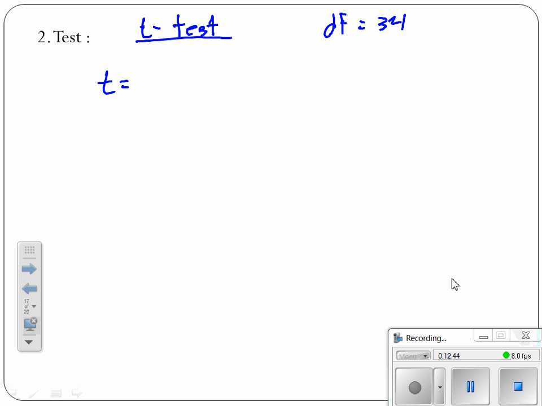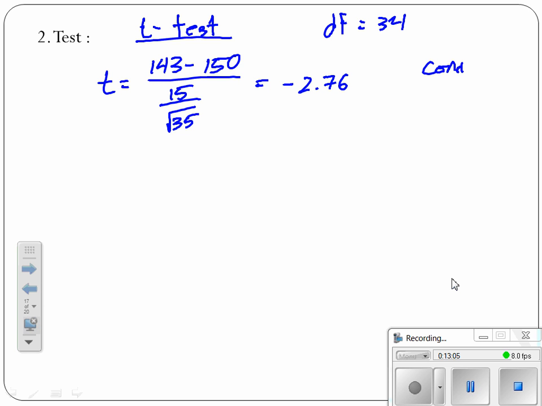Our test statistic will be t, and that's going to be our observed value of 143 minus we should have seen 150 sales, and then 15 over the square root of those 35 sales. That value is going to be negative 2.76. Real quick to make sure that we're allowed to do what we're doing. Conditions, SRS, I'm pretty sure it didn't say that, so we're going to assume that that's the case. Good news, we don't care if it's normal because we have a big enough sample.